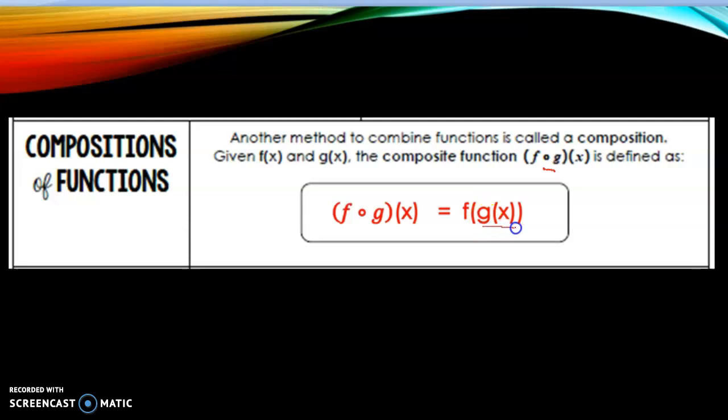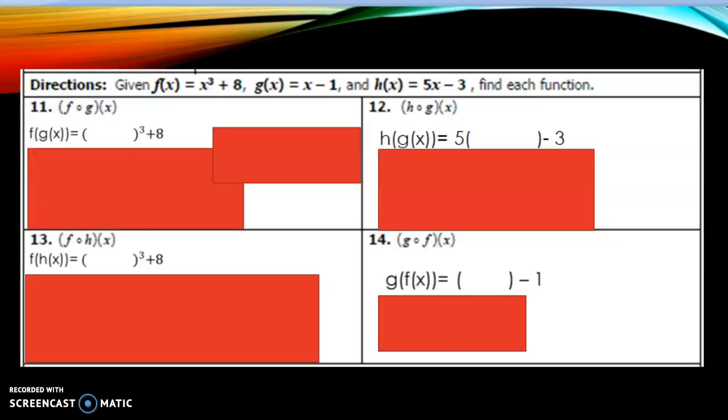G is inside of f. So we're going to be plugging in whatever the second was into the first. So we're plugging a function into another function. I promise it sounds worse than it is. So we go to number 11.